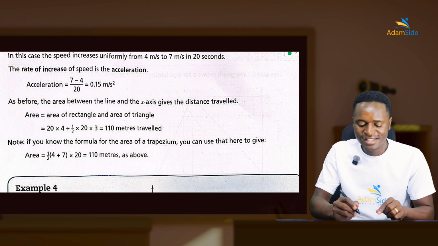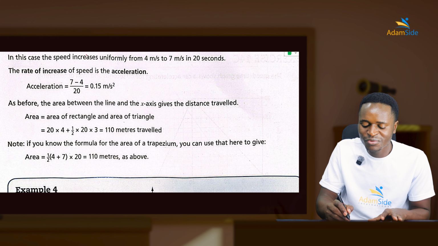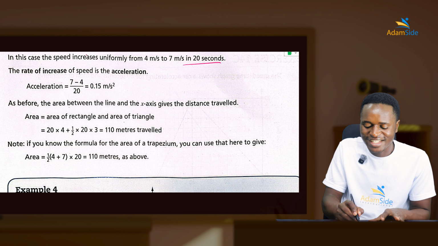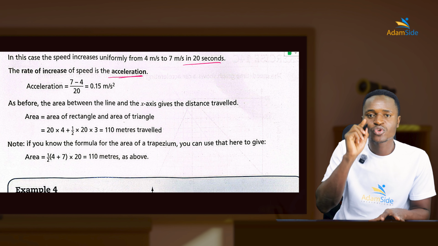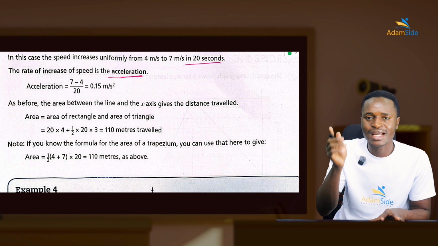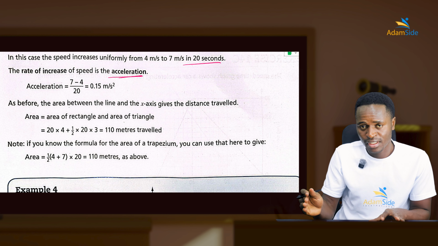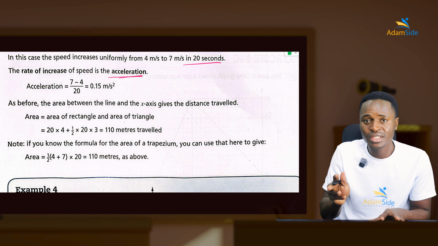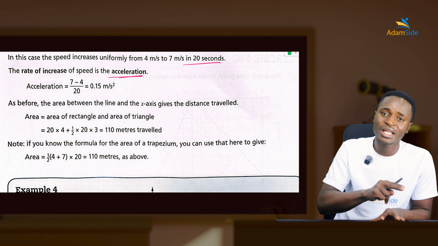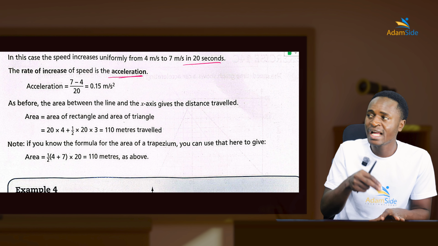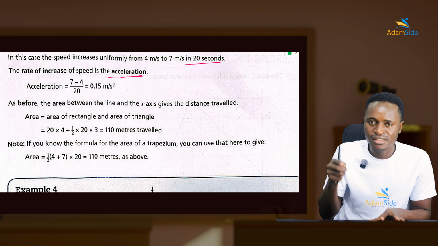So you say, in this case, the speed increases uniformly from 4 meters per second to 7 meters per second in 20 seconds. The rate of increase of speed is the acceleration. So we have a new term that is being used in both IGCSE math and IGCSE physics, acceleration. This topic is related in both units. So if you know the mathematics one, you can apply the knowledge in the physics one.